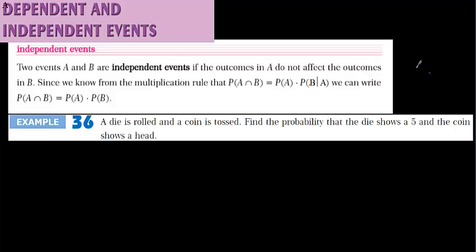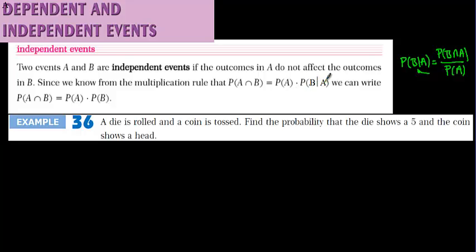For dependent events, or for conditional probability, we said the formula was: the probability of B, given that A happened, is the probability of B intersection A over the probability of A. So when you rearrange this formula, A intersection B is going to be the probability of A times the probability of B, we are going to multiply these two and get this formula.